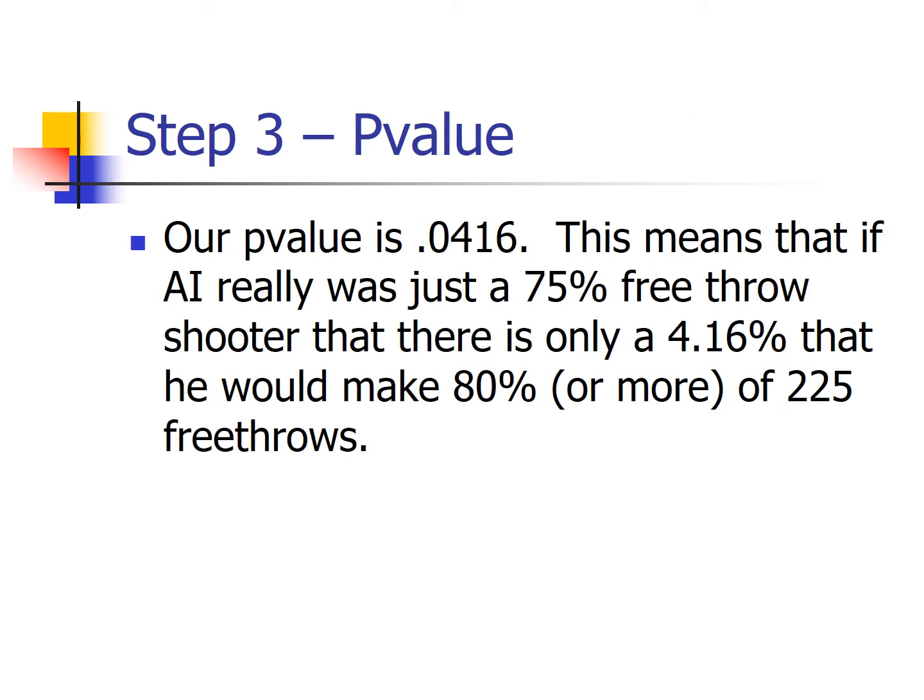Step 3, where's my p-value? Our p-value was 0.0416. That means that if AI really was just a 75% free throw shooter, that is, if he really was just an average free throw shooter, if the null hypothesis was true, then there's only a 4.16%, a very small percent chance that he would make 80% or more of 225 shots. If he really is just average, it's unlikely that he would do as well as he actually did. And so what's more likely is that he is a better than 75% free throw shooter.